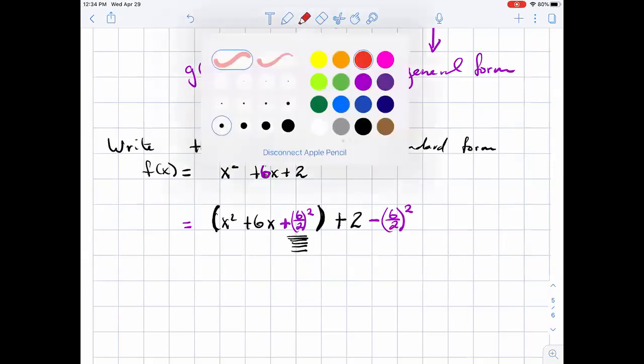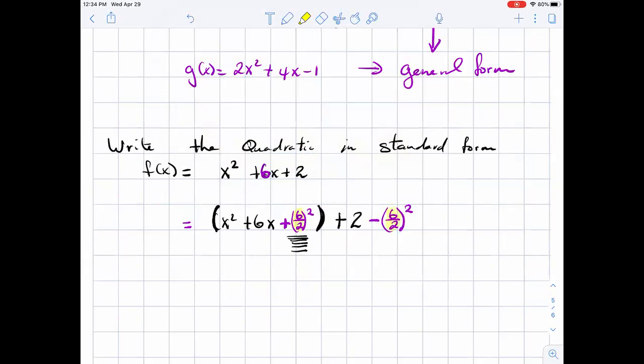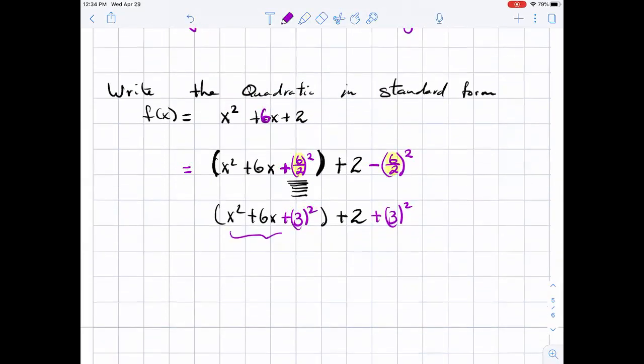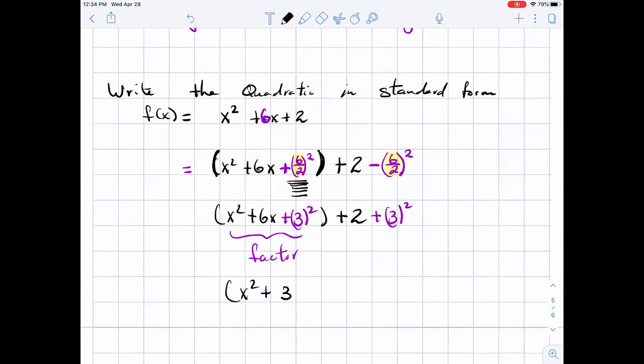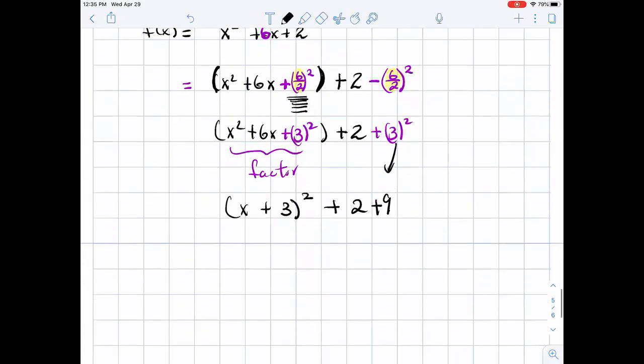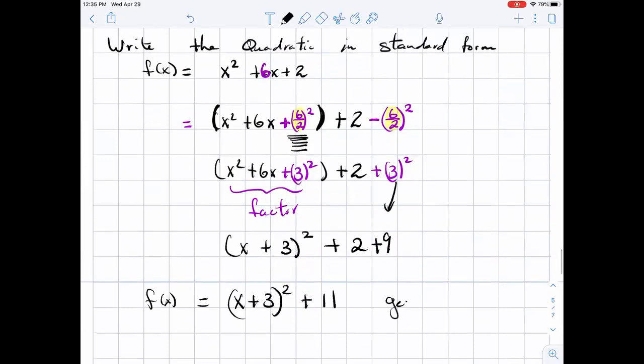Now 6 divided by 2 is really 3, isn't it? So I can write this as x squared plus 6x plus 3 squared. And now if you factor this, you will get x plus 3 quantity squared, plus 2 minus 3 squared, which is minus 9 plus 2. So you have x plus 3 quantity squared minus 7. And here is f of x written in standard form.